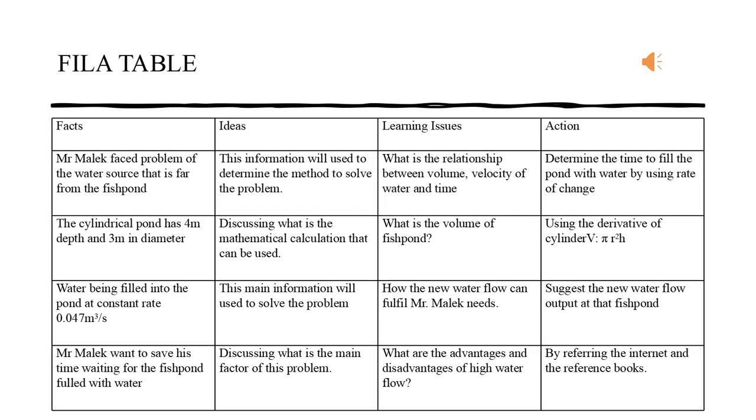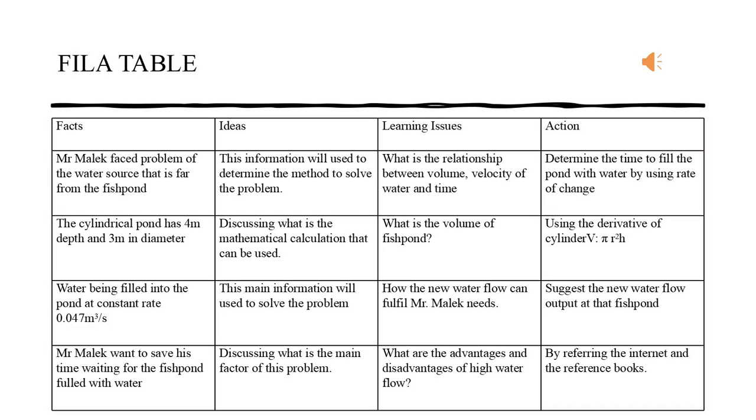Okay, the second fact is the cylindrical pond is 4 meter depth and 3 meter in diameter. So the idea is we discuss what is the mathematical calculation that can be used. The learning issue: what is the volume of the fish pond? So we take the action of using the derivative of cylinder, V equals pi r squared h.